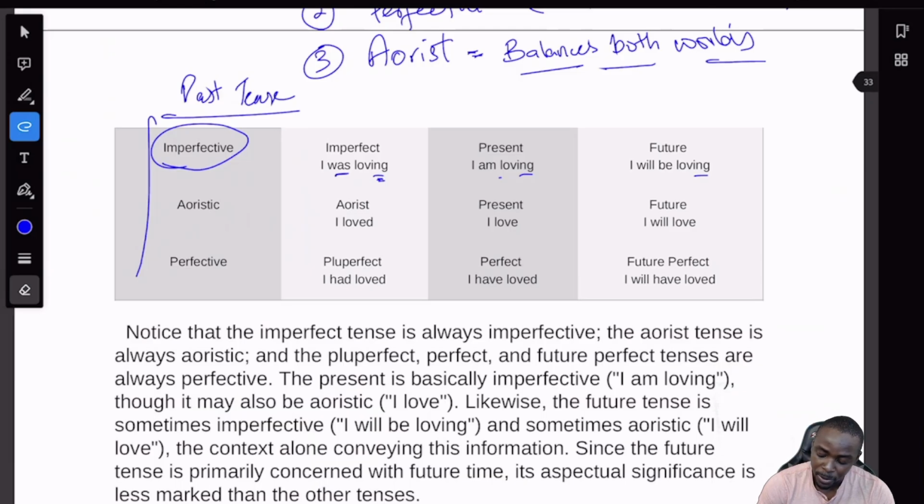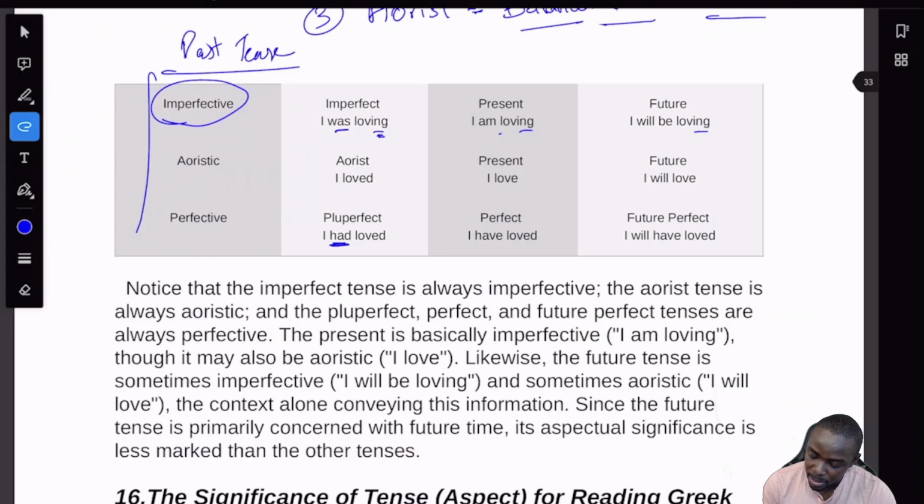So the perfective, you have the pluperfect, I had. Notice the pluperfect takes the word had, and the perfect takes the word have. I have loved. And the future perfect, I will have loved. Notice that the imperfect tense is always imperfective, he says. The aorist tense is always aoristic. The pluperfect is perfect. And the future perfect tenses are always perfective.